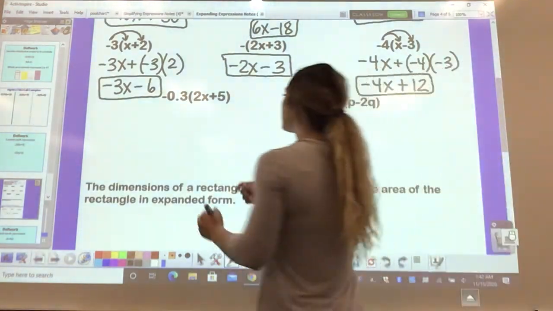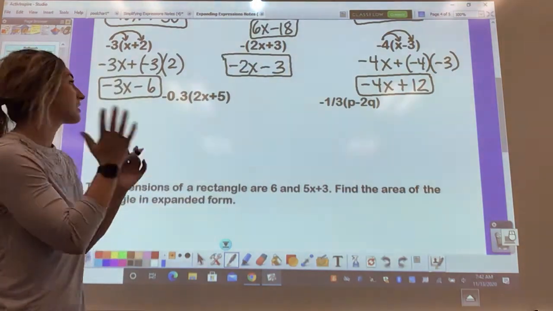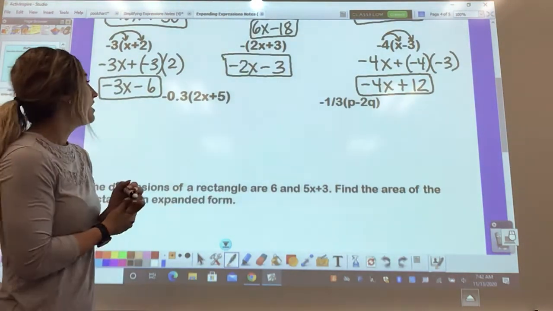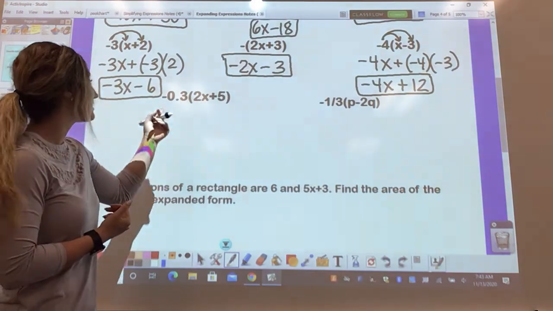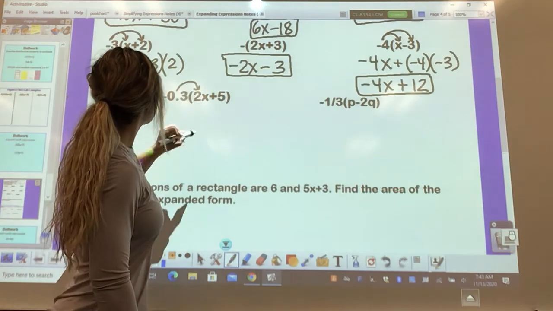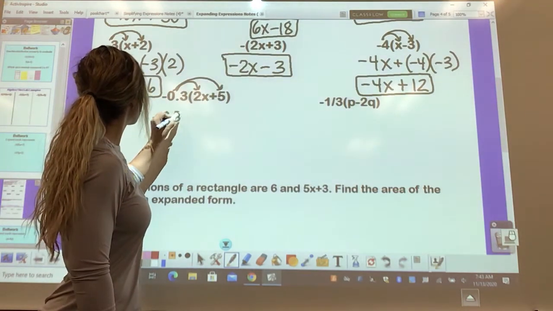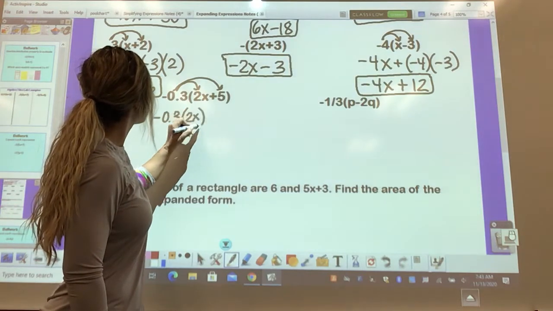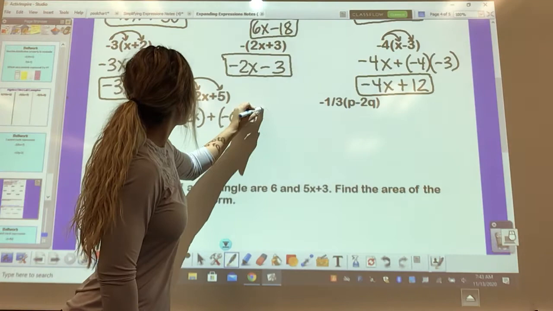All right, going down to this example with decimals. Remember, you can use your calculator, okay? So if this scares you, pull out your calculator. But I don't want you to forget our rules that we learned for decimals either. This should be pretty simple to do in your head, okay? Regardless, we're gonna distribute this in. That will give us negative 0.3 times 2x plus negative 0.3 times positive 5.